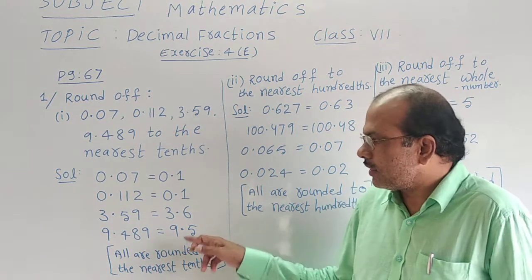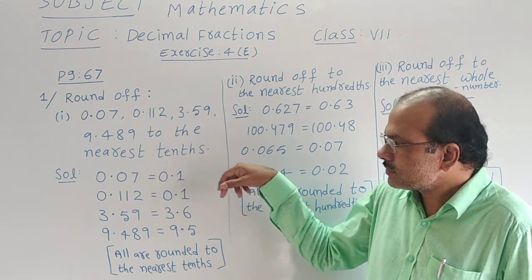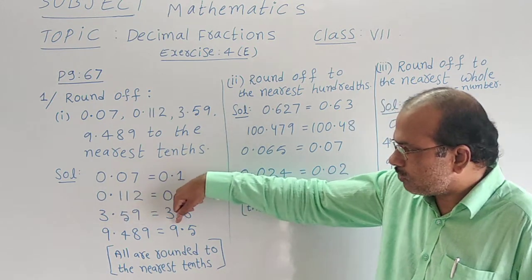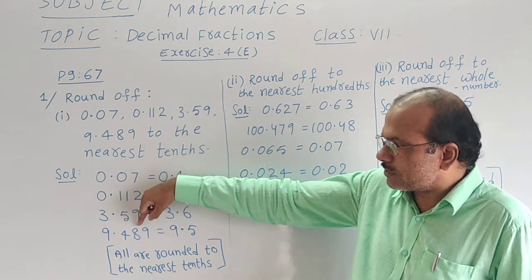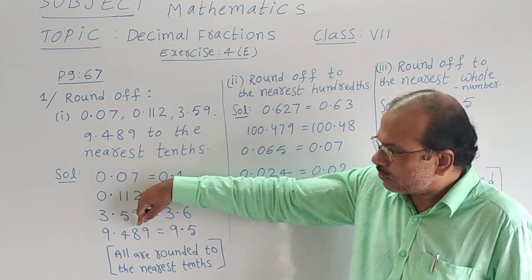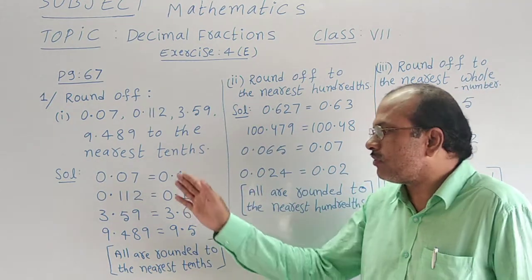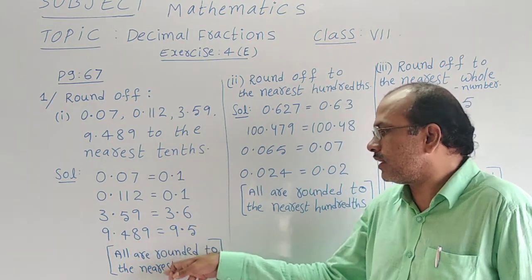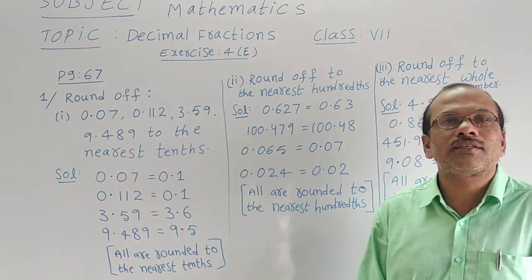Okay, no? The last one in that, 9.489. Up to this digit only we want to write 9. I have written this up to this digit only I should write actually. Then I must check this digit. This is 8 and is more than 5. So 1 should be given to it. Then that becomes 9.5 now. Then from 8 onwards we can ignore that. So all these are rounded to the nearest tenths.